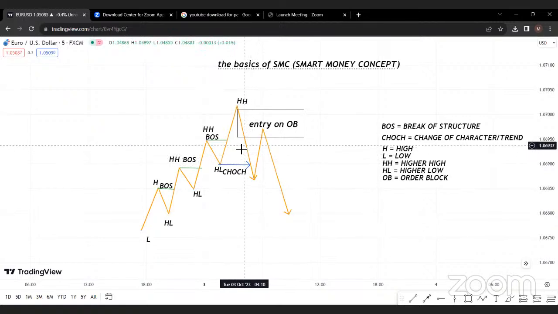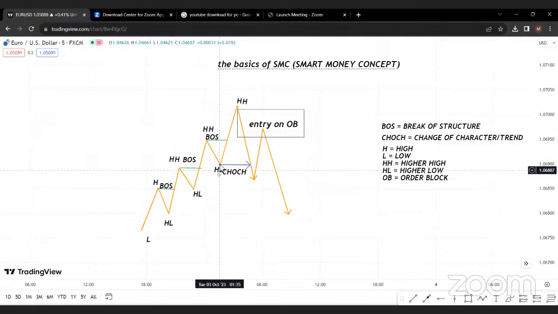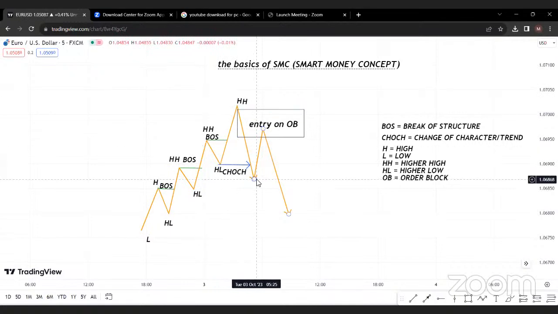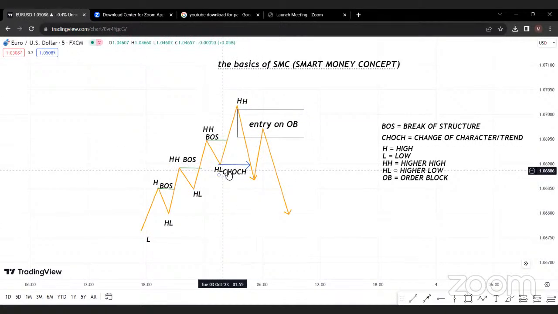Some people call this a market structure shift. Some people call it change of character. Some people say it's a change of trend. Altogether, it's the same meaning. As long as the higher high and the higher low are broken all together, in a move like this, from this point to this point to this point, then this market has changed its character.